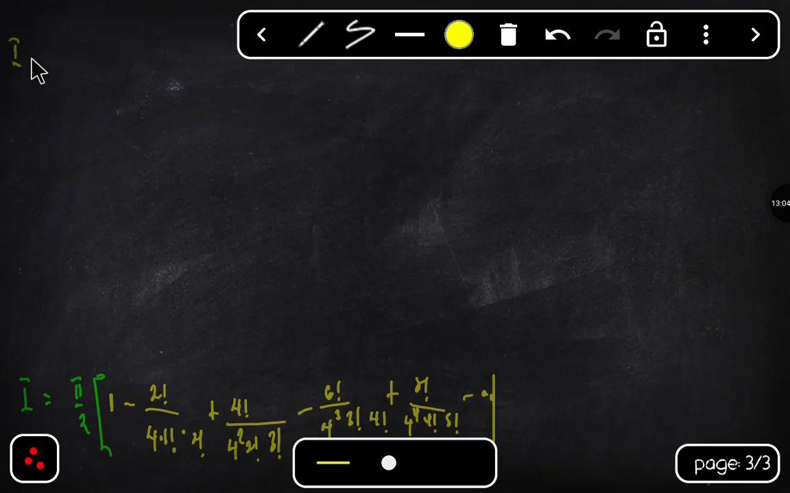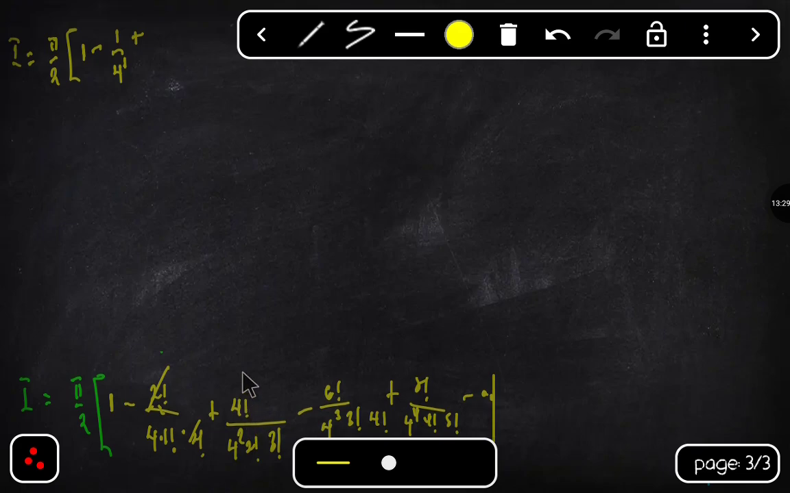So we have I is now equal to pi over 2, then into bracket 1 minus. So you can see 2 factorial, we cancel out 2 factorial, then 4 times 1 factorial will give us 4. So we have 1 over 4 raised to the power of 1. Then plus, so what again do we have? What do you think we can do here also?